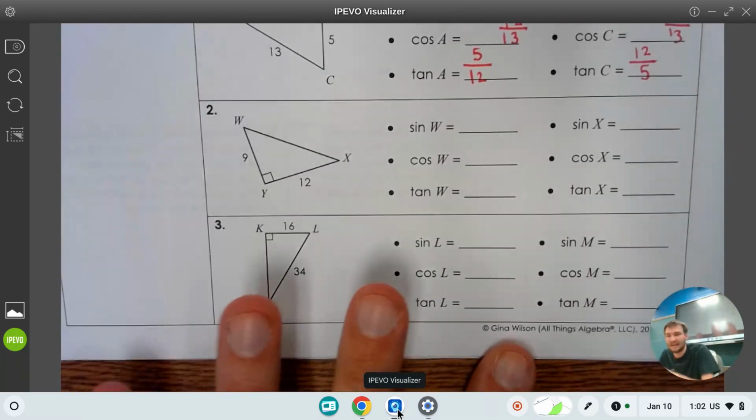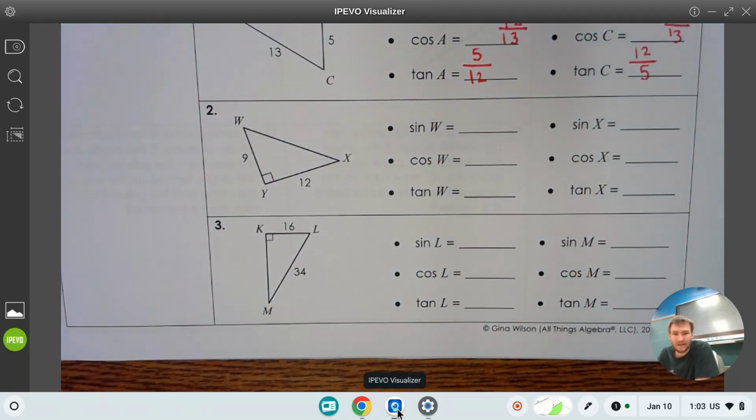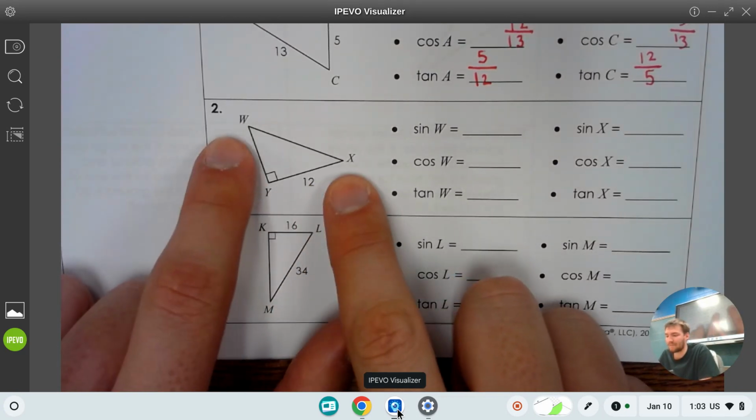Same idea. We've got x, w, y, whatever, w, x, y, however you want to think about it. We're never going to think about the sine of y. We're always going to be thinking about it from the 2 sides here.